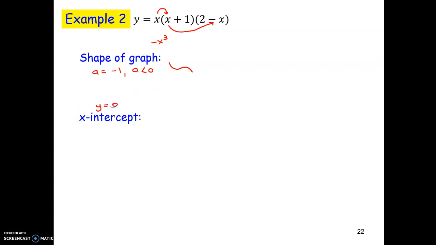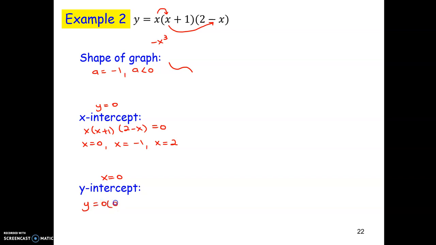X-intercept when y equal to 0, so we got x, x plus 1, 2 minus x equal to 0. So x equal to 0, or x equal to negative 1, or we might have x equal to positive 2. So we have 3 distinct x-intercepts over here. For the y-intercept is when x equal to 0. So y is equal to 0, 0 plus 1, 2 minus 0. So 0 multiplied with anything is always equal to 0. So this is y equal to 0.